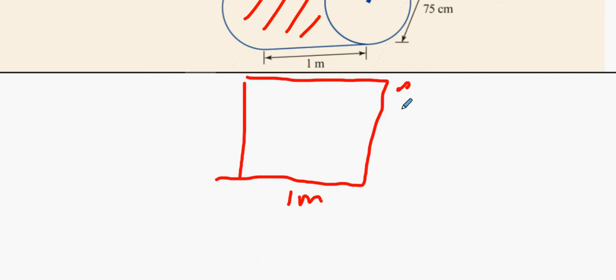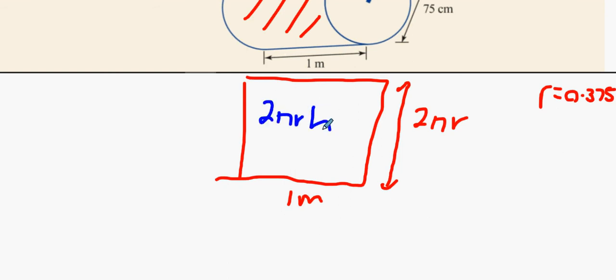Does anybody know the length of this part? 2 pi r. Because remember, it has to fold into a circle, doesn't it? So it has to fold in a circle. What's the radius? 0.375. What's the overall formula? 2 pi r h. And what's pi for this question?